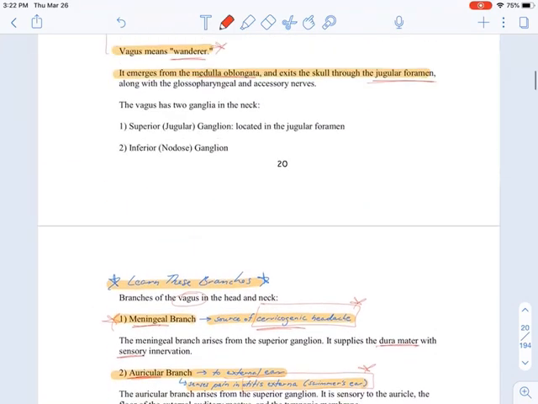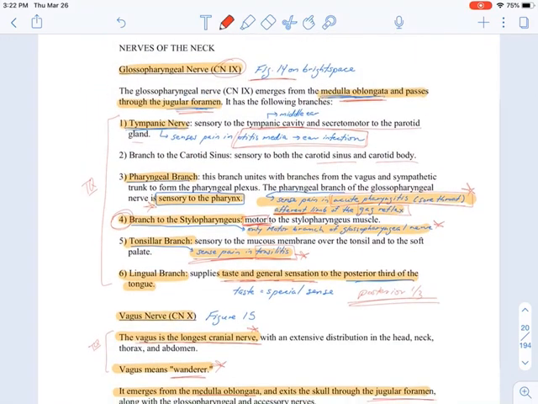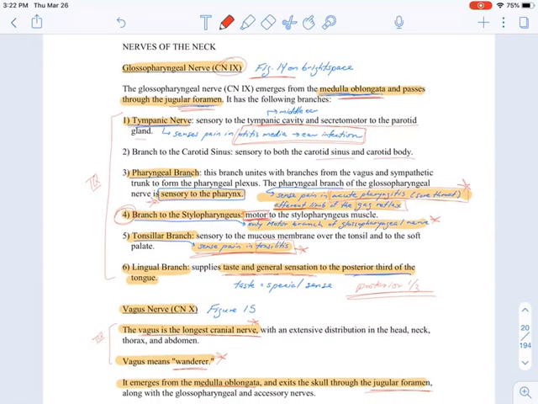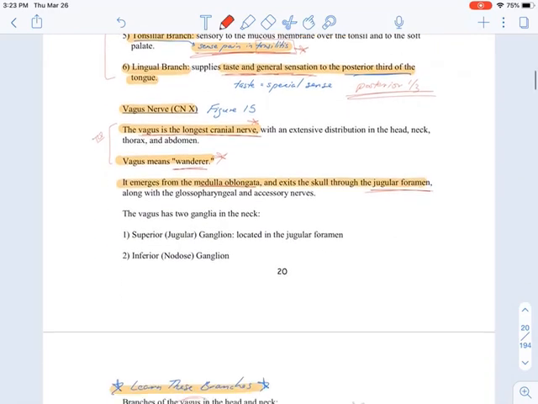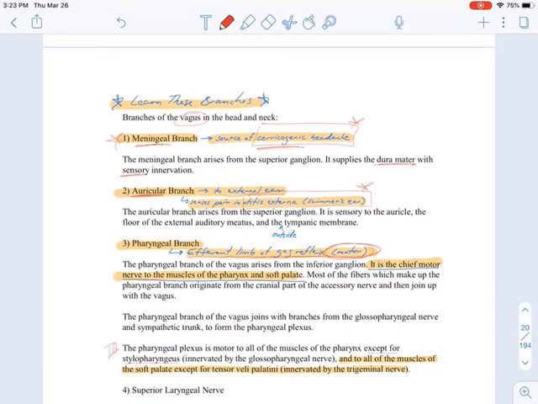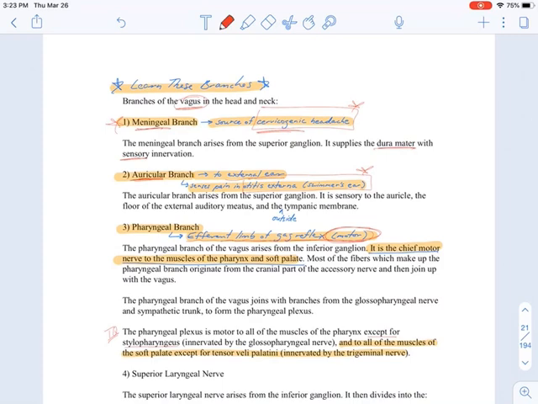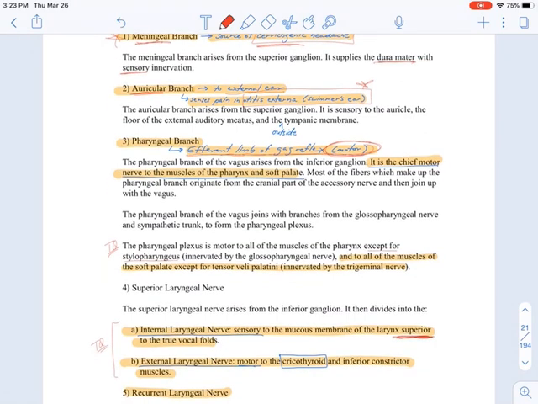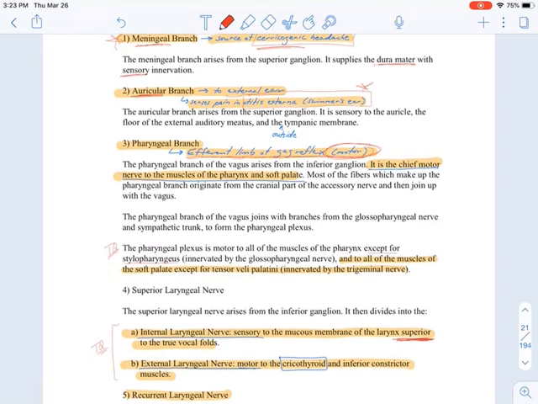So it takes the pharyngeal branch of the glossopharyngeal nerve to sense the need for a gag reflex, that afferent limb, and then it takes the pharyngeal branch of the vagus nerve to create the motor response of the gag reflex. It's also going to be the chief motor nerve to the muscles of the pharynx and soft palate.